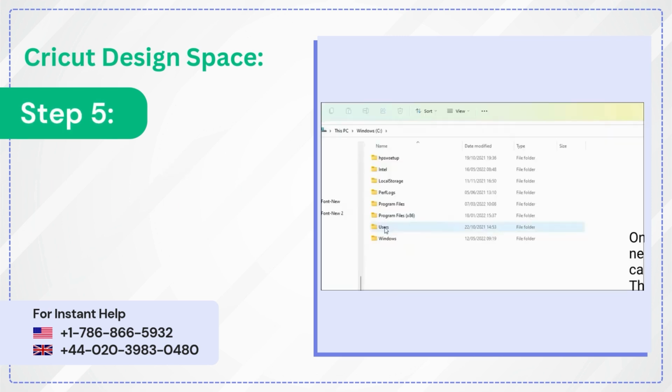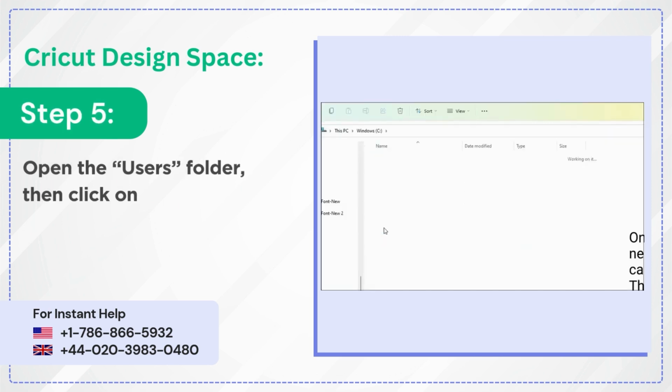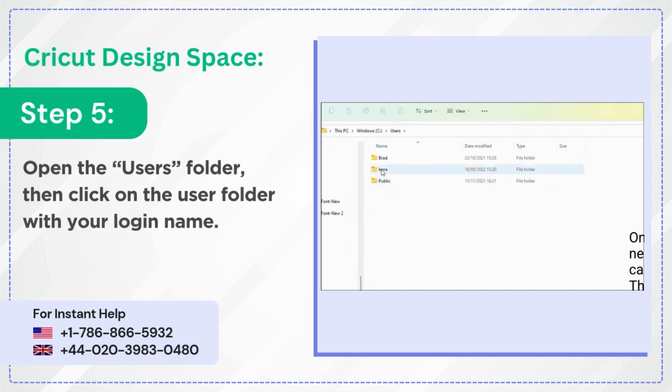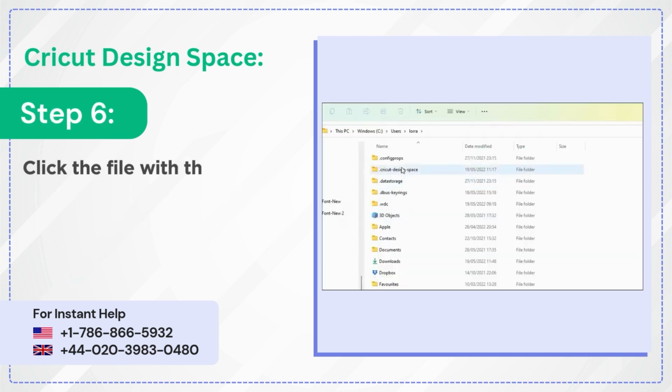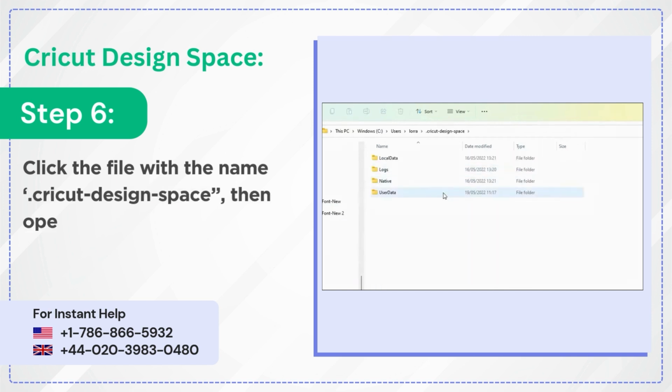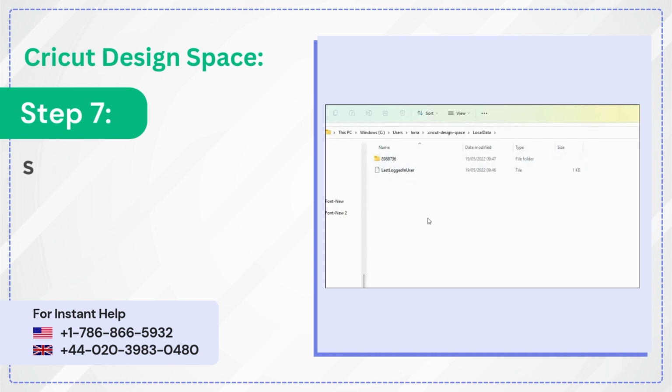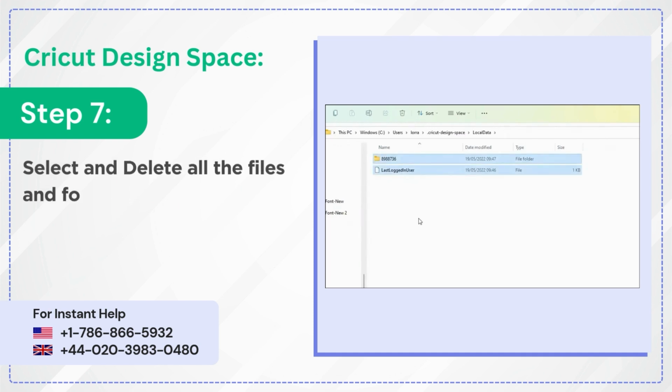Step 5. Open the Users folder, then click on the User folder with your login name. Step 6. Click the file with the name .Cricut Design Space, then open the local data folder. Step 7. Select and delete all the files and folders. Note: ensure your projects are saved somewhere.